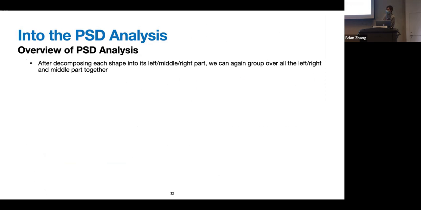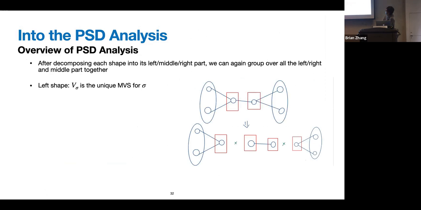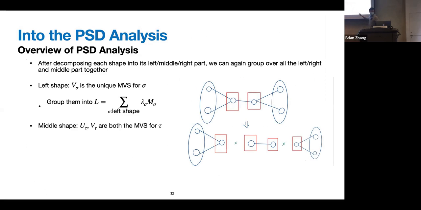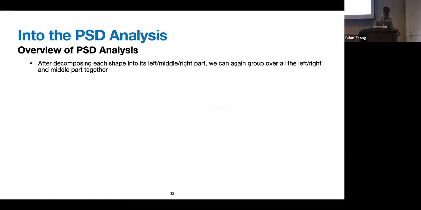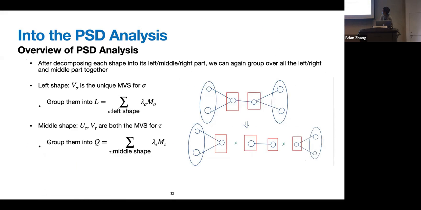And after we decompose them into left, middle, and right, you can group over the left and right middle shape. For the left shape, we call it a left shape as long as the right part is the minimum vertex separator. And a shape is a middle shape if the left and right part are both the minimum vertex separator for the given shape. And we group them into the matrix Q. So this will be our LQL transpose decomposition.